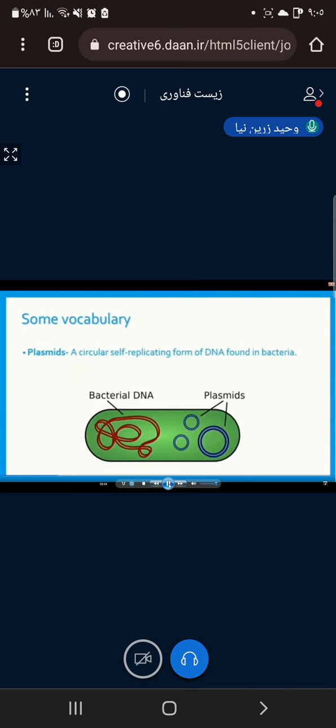First, we need some vocabulary. A plasmid is a circular self-forming DNA found in bacteria. It's important to notice that this isn't the chromosomal bacterial DNA pictured here in red.